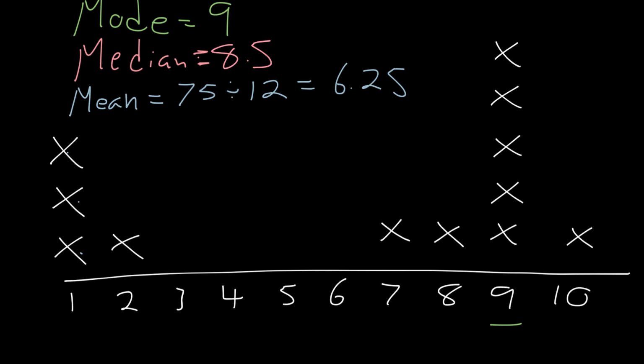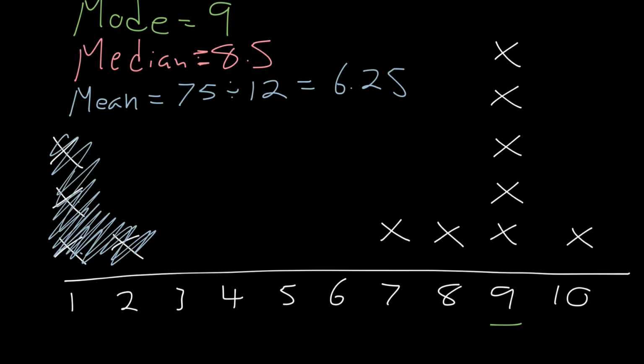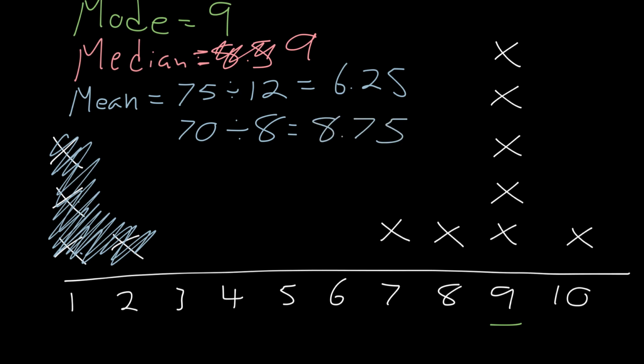Now, let's just say, for example, that we got rid of all these numbers down here. Let's just say these numbers did not exist, so we only had these guys up here. How would that change everything? Well, in that case, our mode would still be 9. Our median would be 9 as well. And the mean would become 70 divided by 8, which would be 8.75. This would be the new mean.